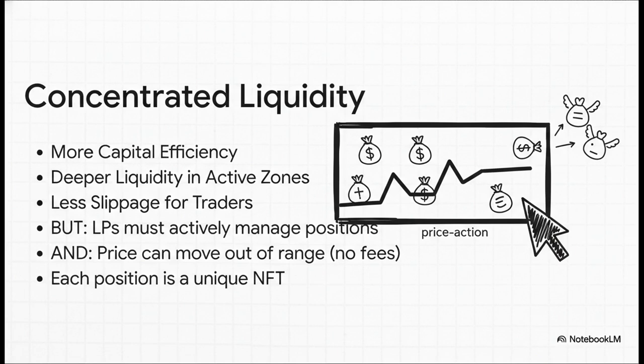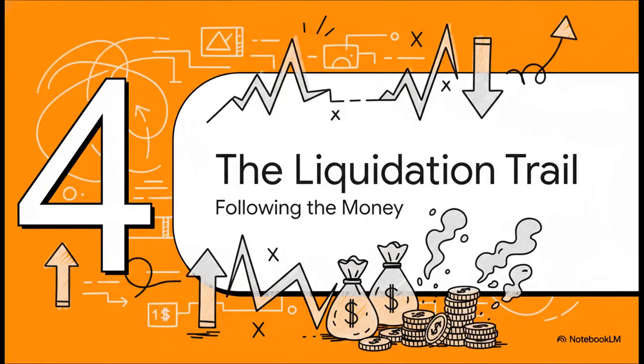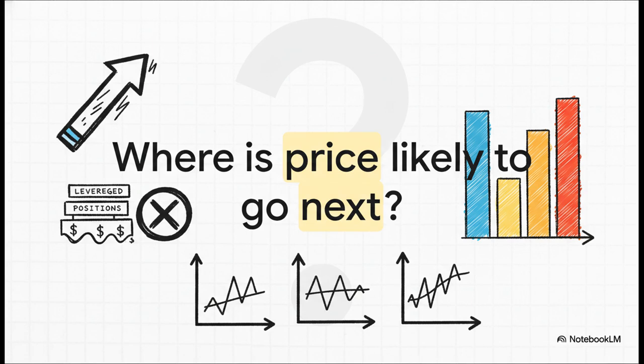Okay, this next section is my favorite because it's probably the most predictive tool we're going to talk about: liquidations. This is all about following the money, or maybe more accurately, following the pain. We're looking for where the over-leveraged traders are about to get wiped out, because that's often a huge clue about where price is going next. So the big question, right? Where is price likely to go next?